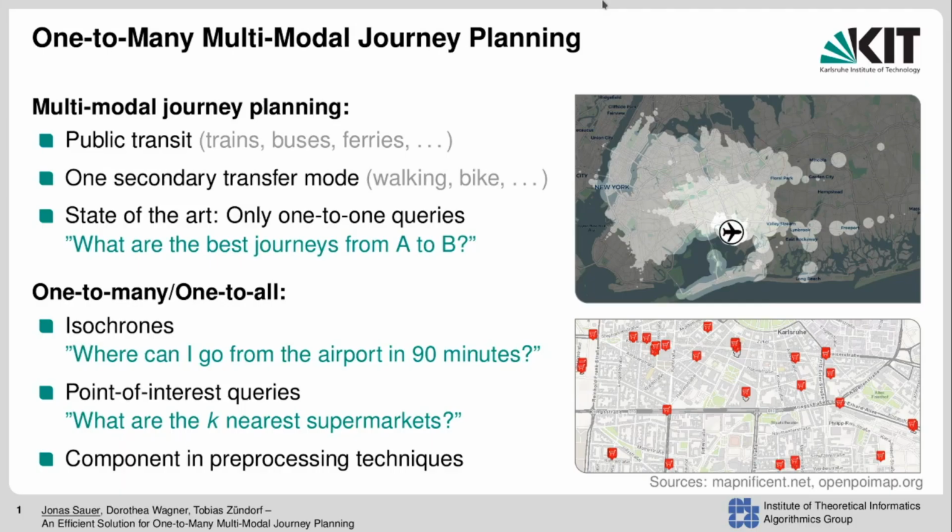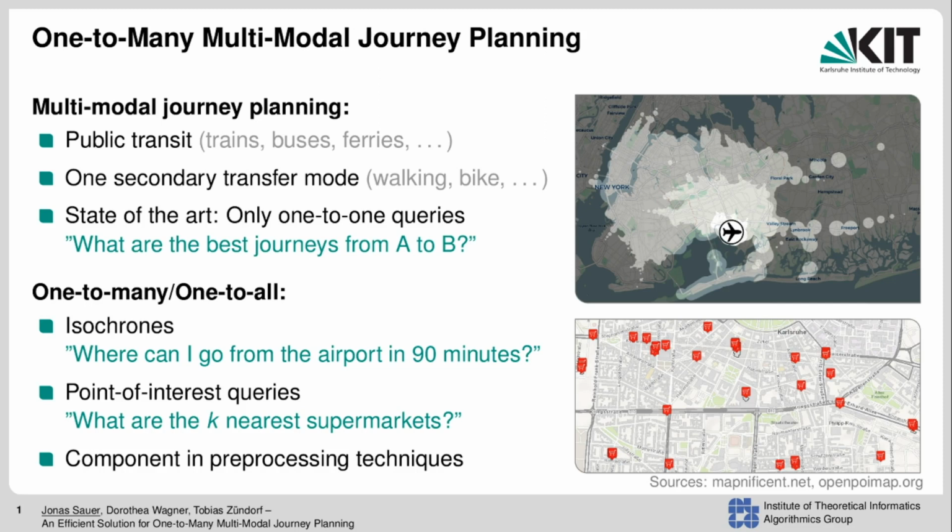In this talk we will be focusing on multimodal journey planning. So we are given a public transit network which consists of trains, buses, ferries and other types of schedule-based transportation. And additionally we allow one secondary transfer mode such as walking or biking. So far, the state-of-the-art in multimodal journey planning has only focused on one-to-one queries.